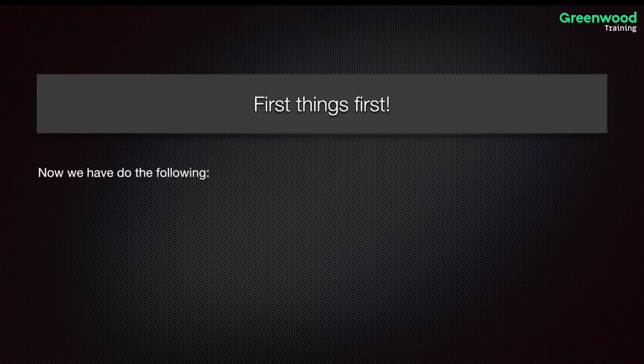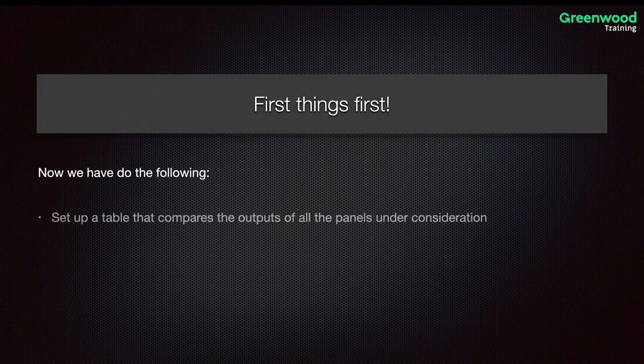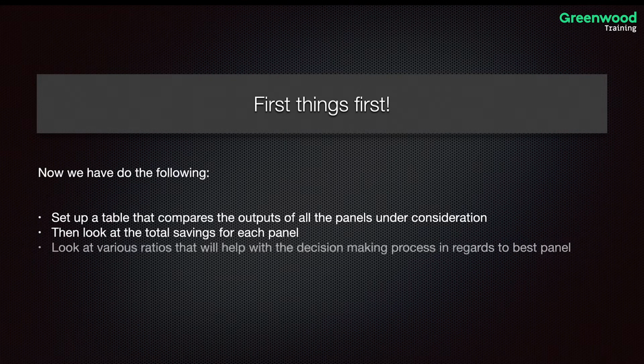Now we've got to do the following. We're going to set up a table that compares the outputs of all the panels under consideration. Then we look at the total savings for each panel, and then we look at the various ratios that will help with the decision-making process in regards to the best panel again.